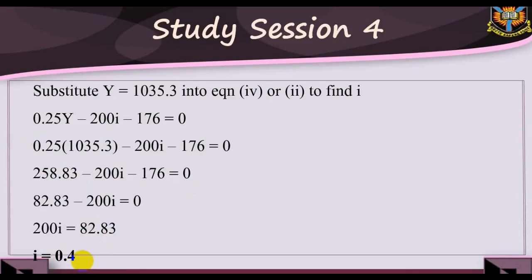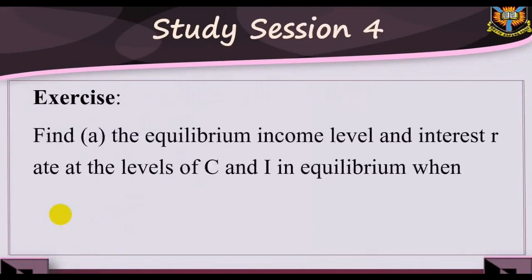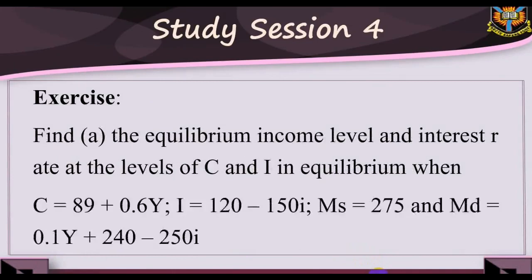Exercise. Find A, the equilibrium income level and interest rate, and B, the levels of C and I in equilibrium, when C equals 89 plus 0.6Y, I equals 120 minus 150i, MS equals 275 and MD equals 0.1Y plus 240 minus 250R.